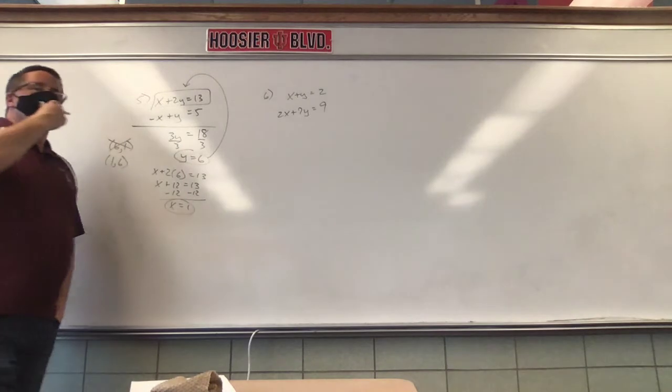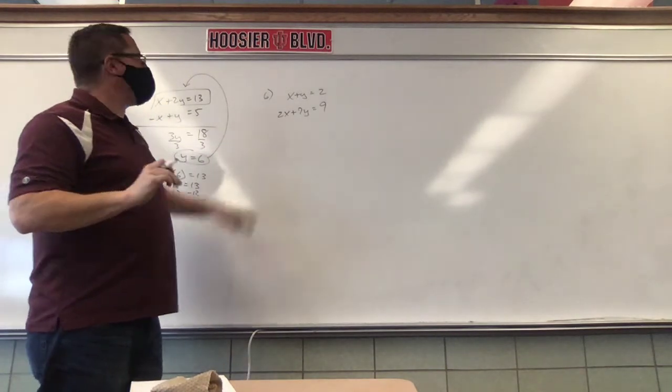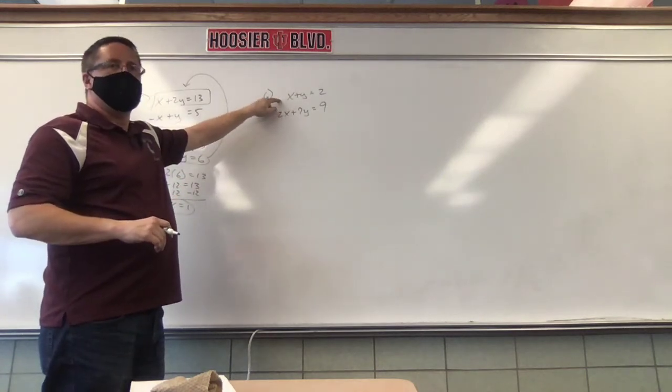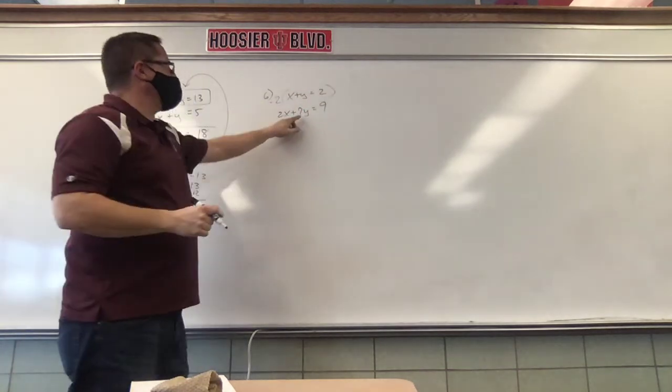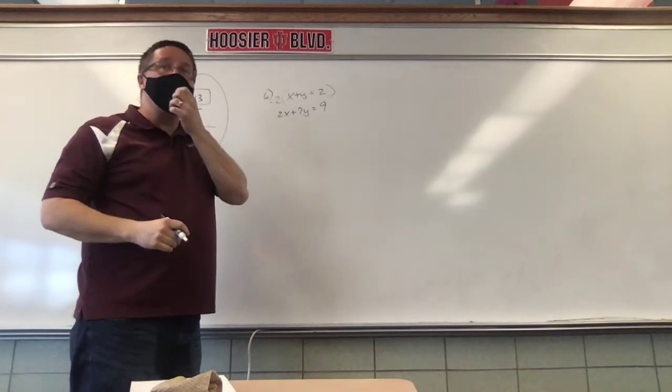So we need to either get rid of the x's or the y's. It doesn't matter. If I want to get rid of the x's, that's a 2x. I'd love for that to be a what? Negative. So I got to times the top by -2. What if I want to get rid of the y's? If that's a 7, I'd like that to be a negative. I times by -7. It doesn't matter, okay?